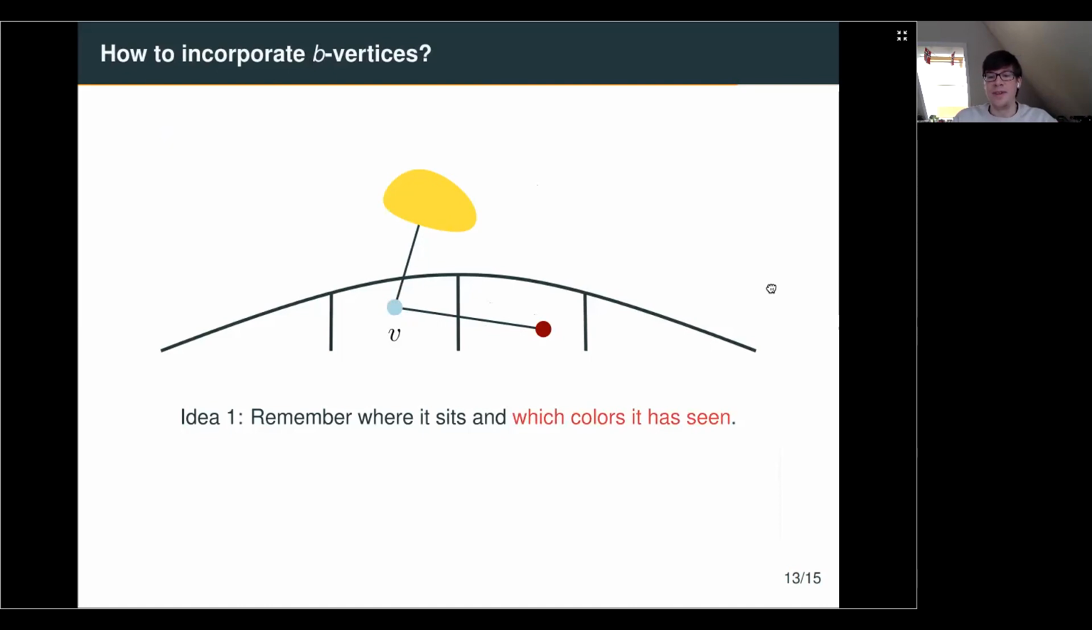But of course, this does not work because we would have to remember the names of the colors, right? So there will be too many options, and we have already forgotten about their names, so there's really no way that we can make this work.